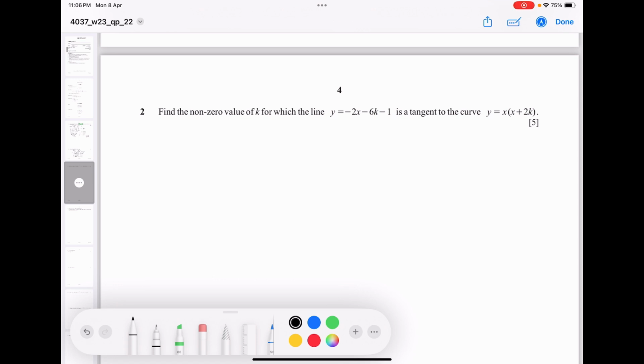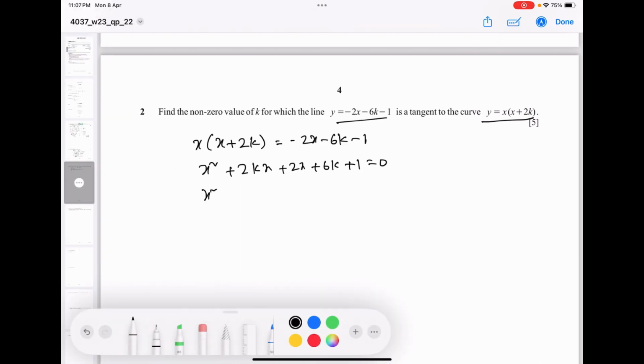So we can straight write down a simultaneous equation: x plus 2k equals minus 2x minus 6k minus 1. Simplify now, remove the brackets: 2kx plus 2x plus 6k plus 1 equals 0. If you simplify that, x squared plus (2k plus 2)x plus 6k plus 1 equals 0. Okay, now see, this is the quadratic equation.